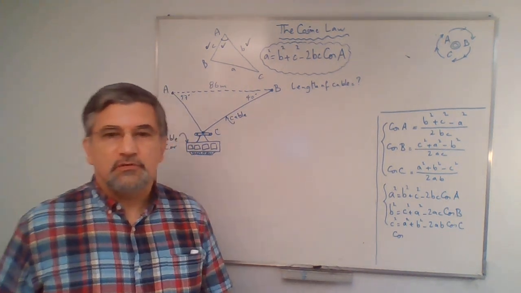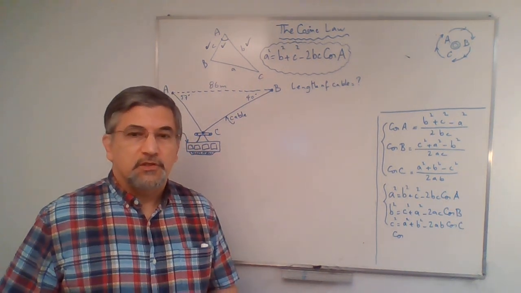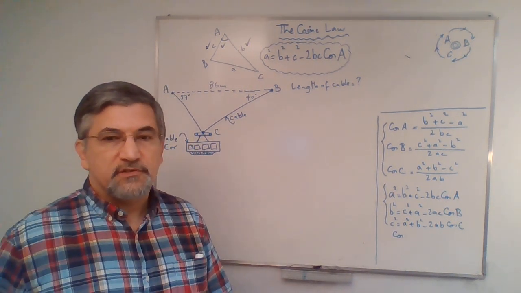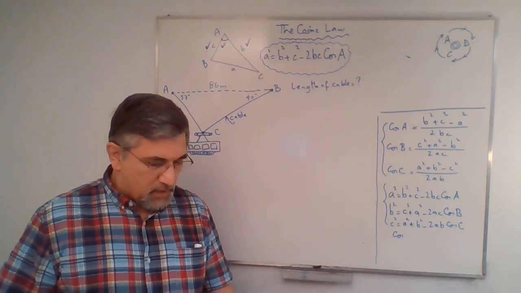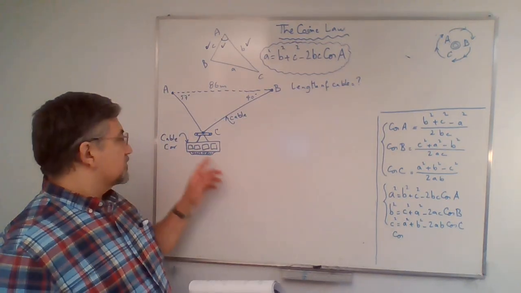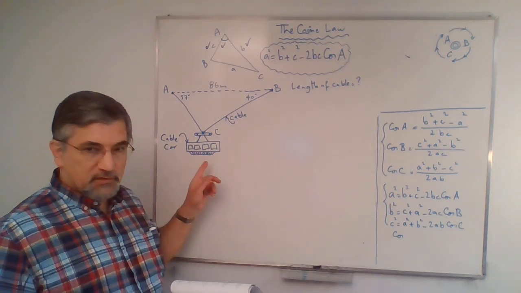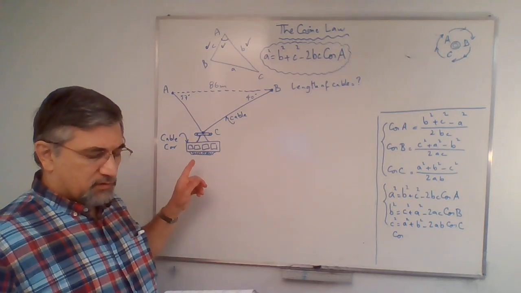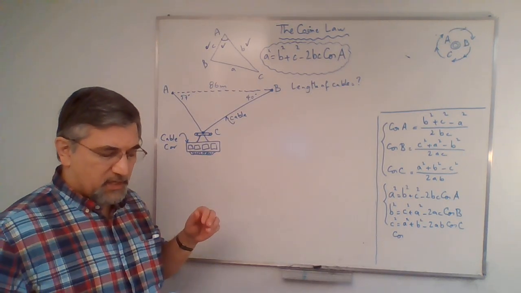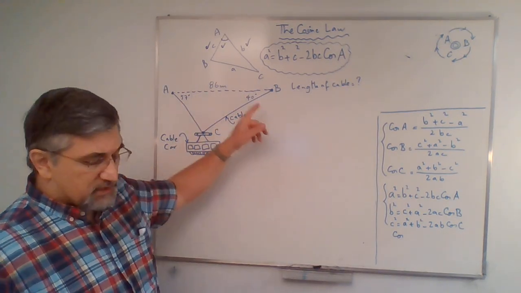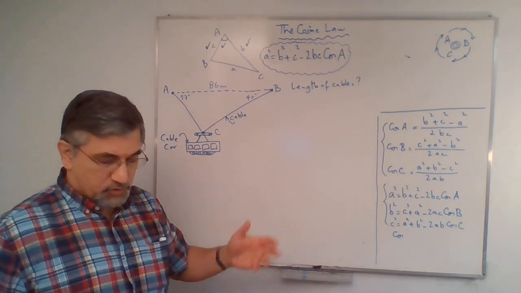Hello again. We want to do a word problem showing the applications of sine law and cosine law. We have a cable car here, representing a cable car. And this cable car stops part of the way across an 86 meter wide gorge.